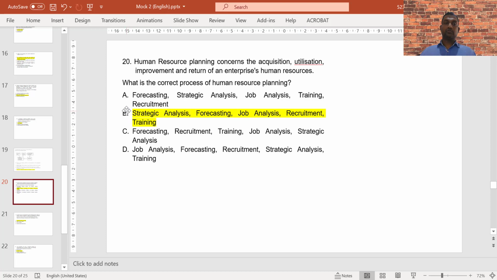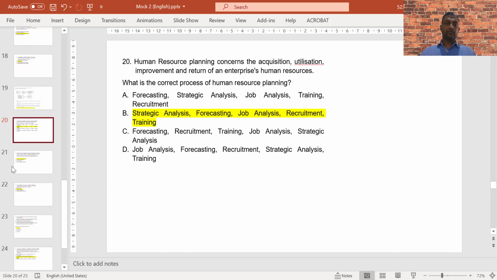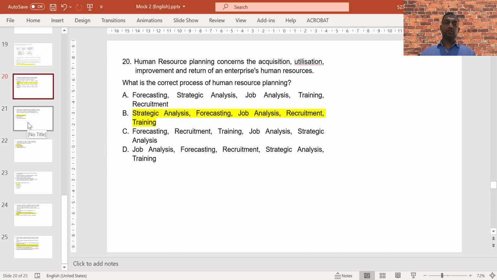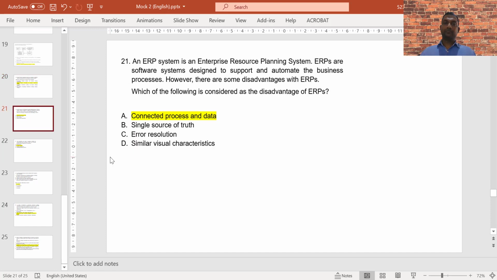So question number 20, answer B is the correct answer, which is marked here. Let's move on to question number 21.